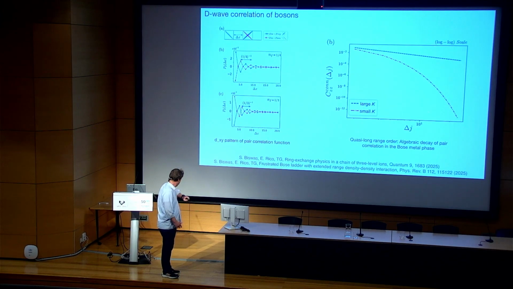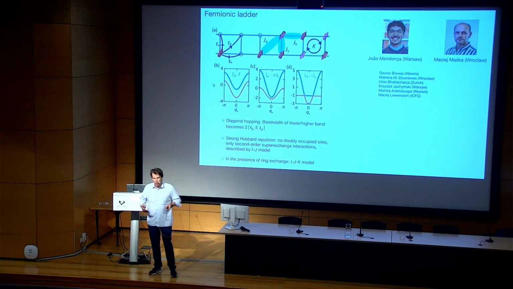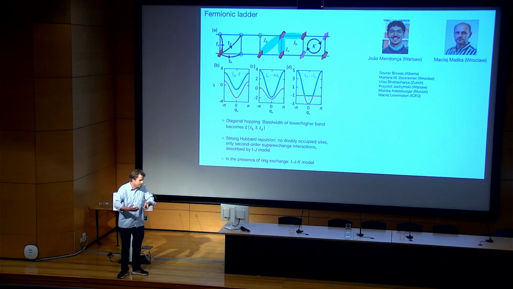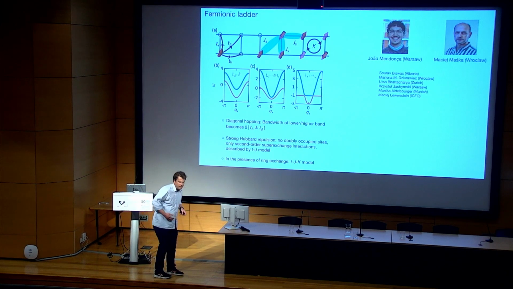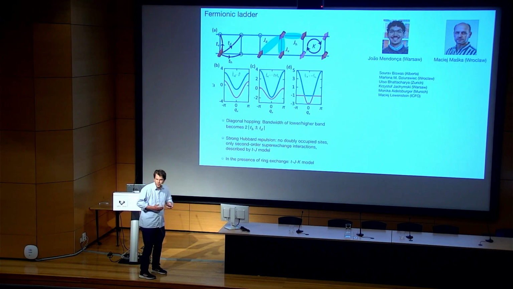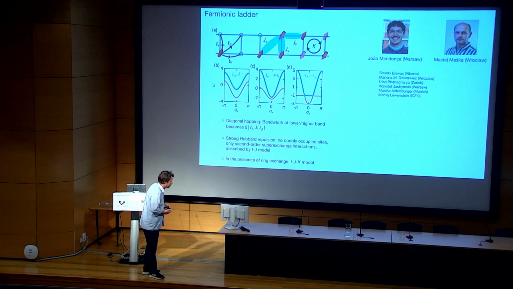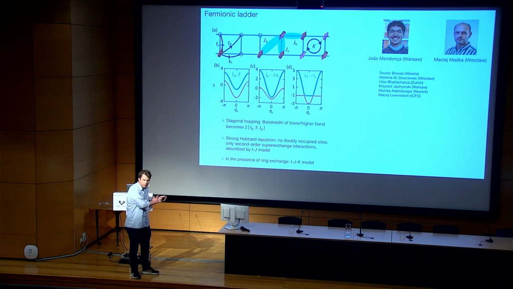All right, now I think I have a little bit of time left to go from these D-wave correlated bosons to D-wave correlated fermions, which is maybe more interesting because it directly connects to electronic systems also. The way we produce D-wave correlated fermions in such a ladder is the same as for the bosons. We have a ladder with ring exchange interactions again.